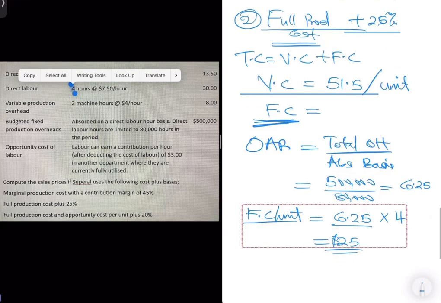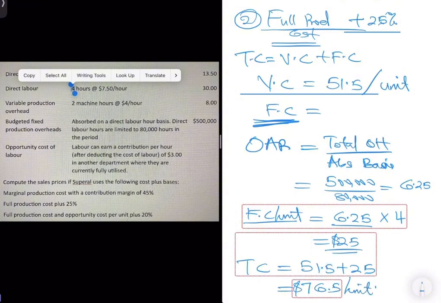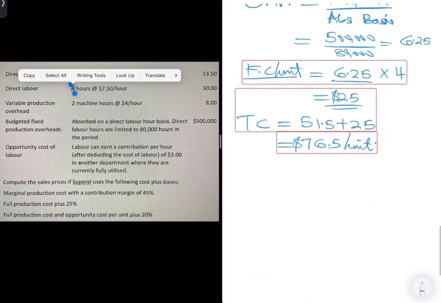So in that case, the total cost that we are looking for is the variable cost of 51.5 plus the fixed cost of $25. And all in that will give $76.5 per unit. So this is our total cost per unit. Does it make sense?